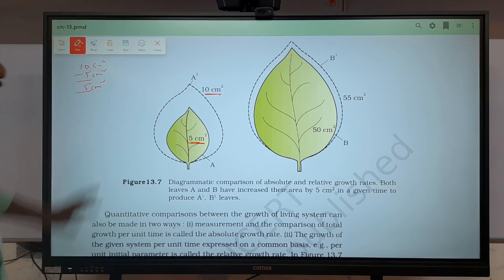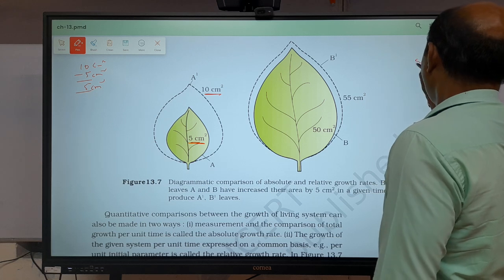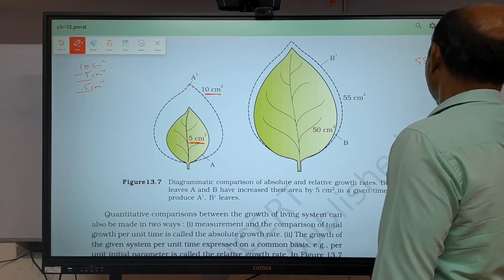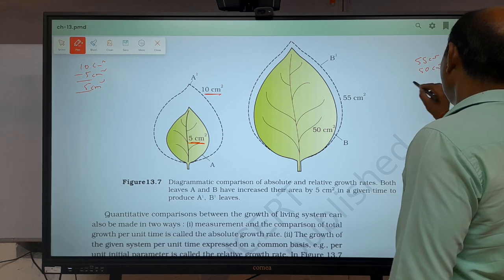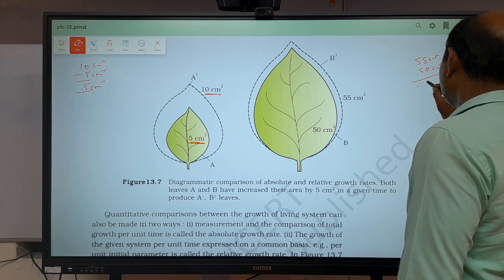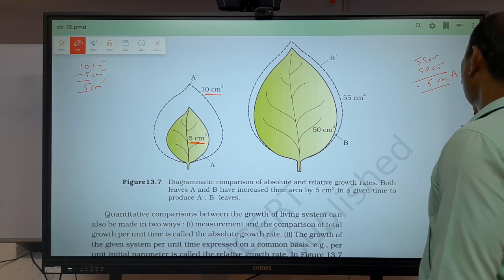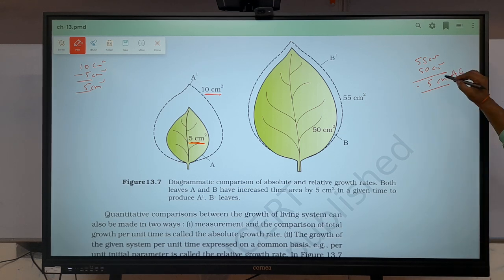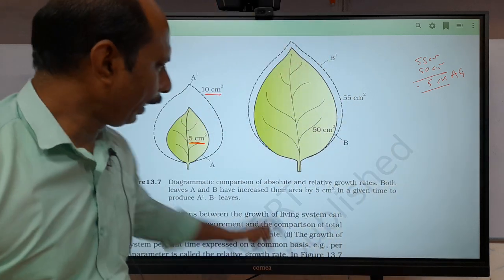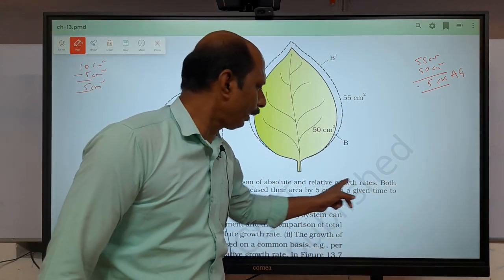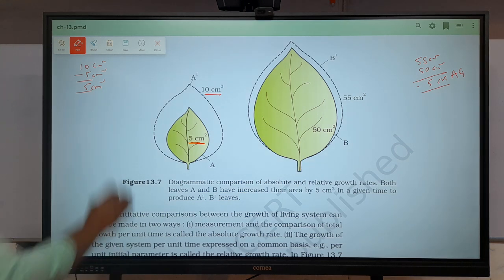It is absolute growth. Here also we have the final 55 centimeter square, and initially it is 50 centimeter square. It also has 5 centimeter absolute growth. Both have equal absolute growth, right? But another thing is relative growth rates. Now what is the growth rate? When we consider growth rate, that means per time.